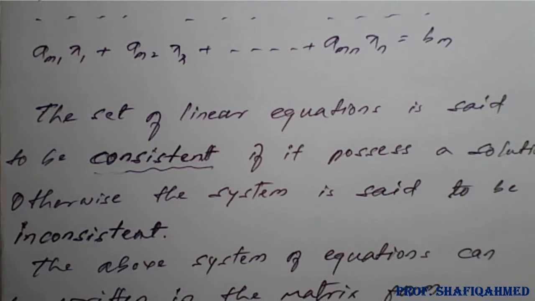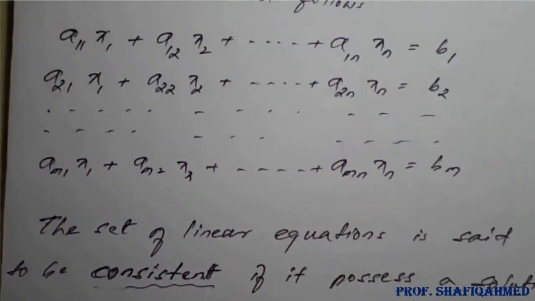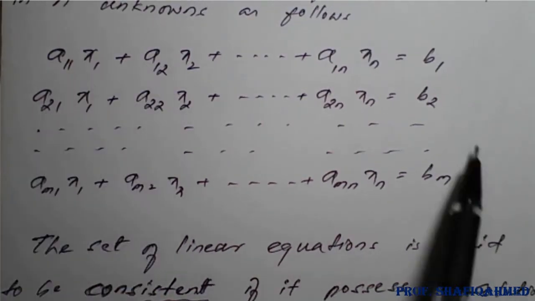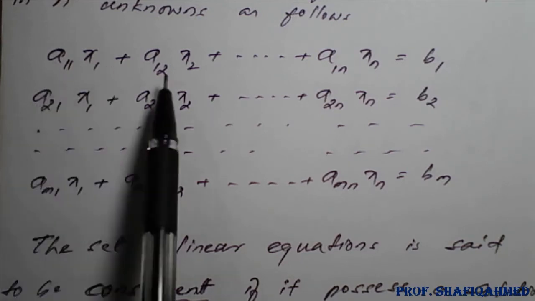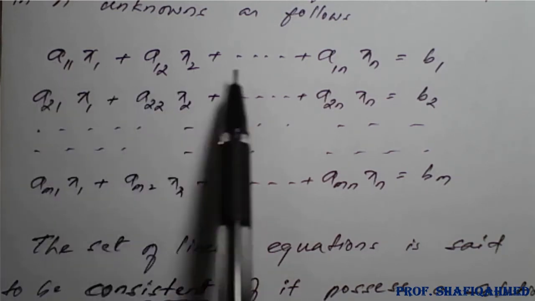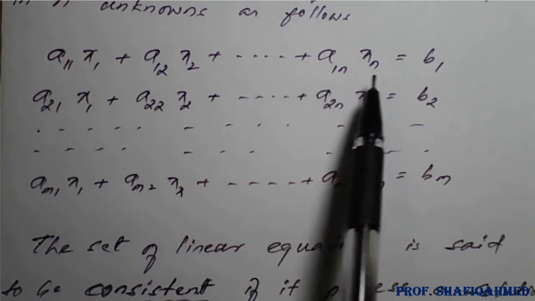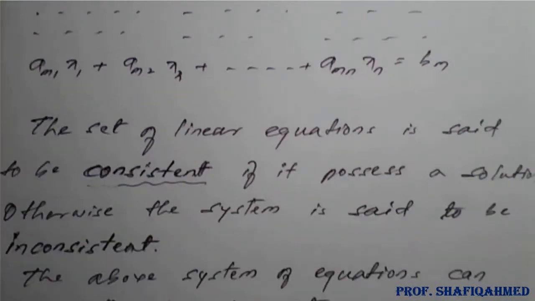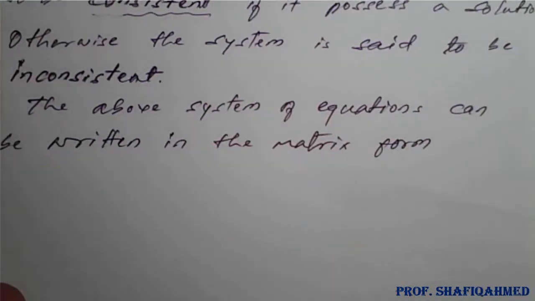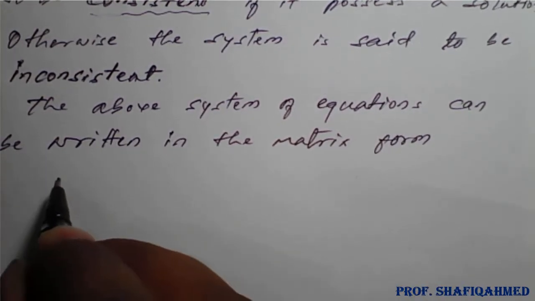Next, the above system of equations can be written in matrix form. The coefficient of x1 is a11, the coefficient of x2 is a12, so on, the coefficient of xn is a1n. This is the first row's elements, then the second row's elements, so on, up to the mth row's elements. So we'll write that now in matrix form.